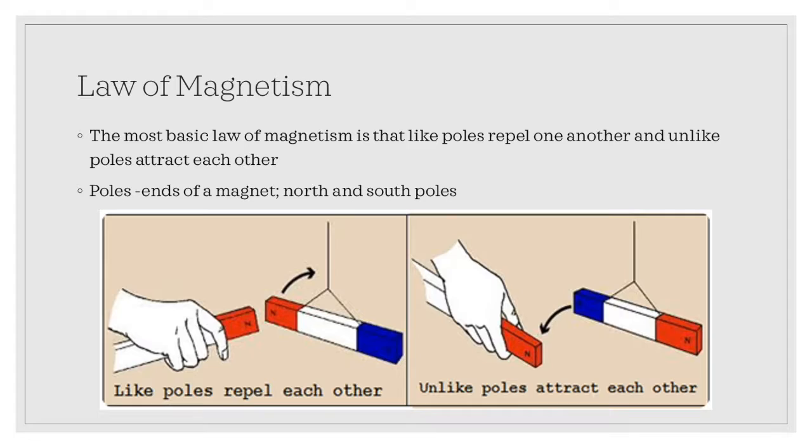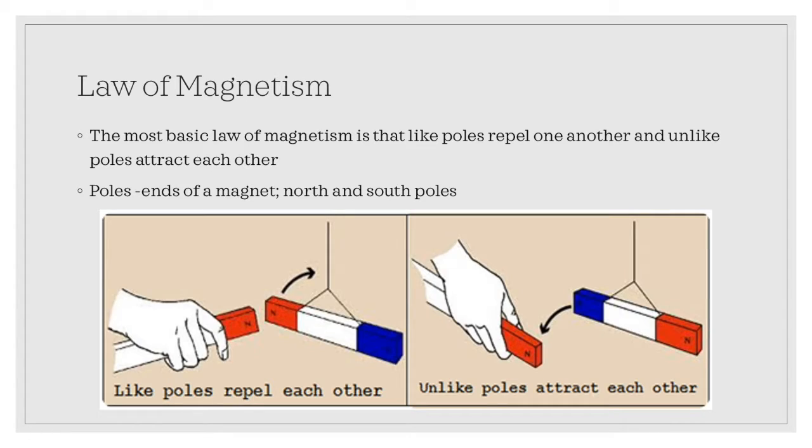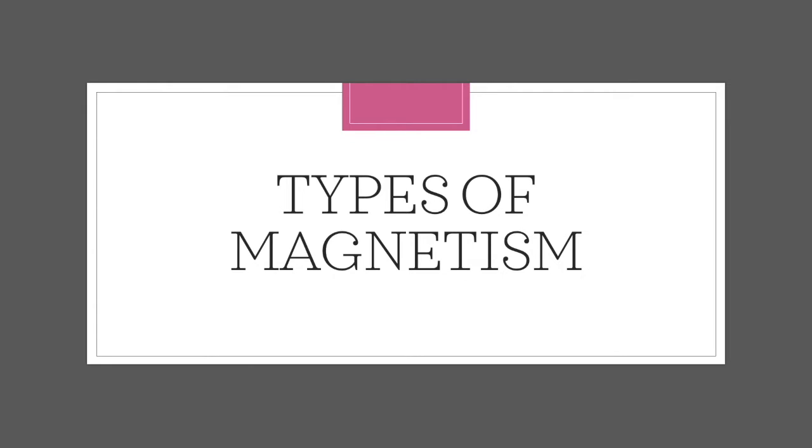Okay, so law of magnetism. The most basic law of magnetism is that like poles repel each other while unlike poles attract each other, and the pole ends of a magnet are north and south poles. There are 5 types of magnetism.